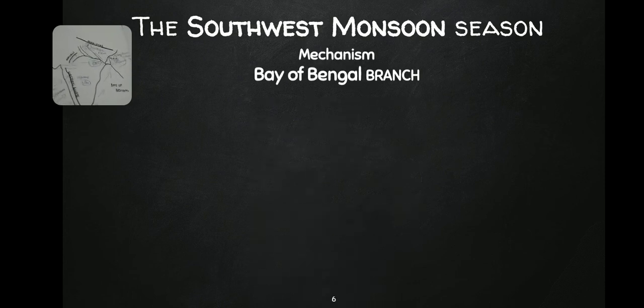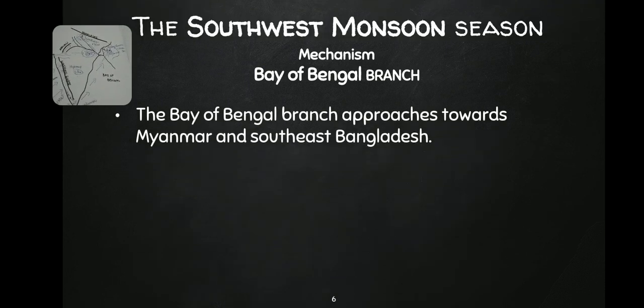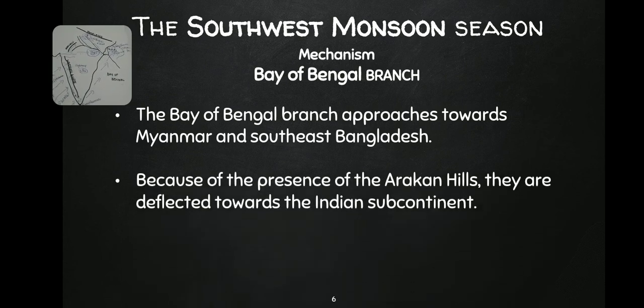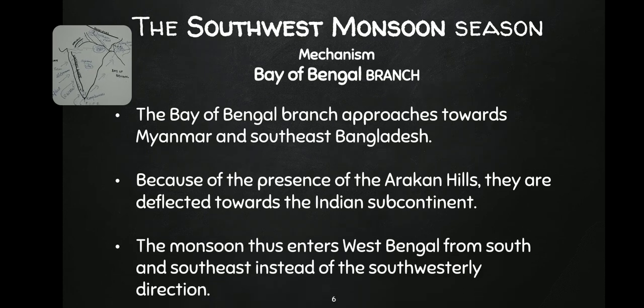The mechanism of the Bay of Bengal branch. The Bay of Bengal branch approaches towards Myanmar and southeast Bangladesh. Because of the presence of the Arakan Hills, they are deflected towards the Indian subcontinent. The diagram is also depicted in the map in your book, so kindly read and go through the book.